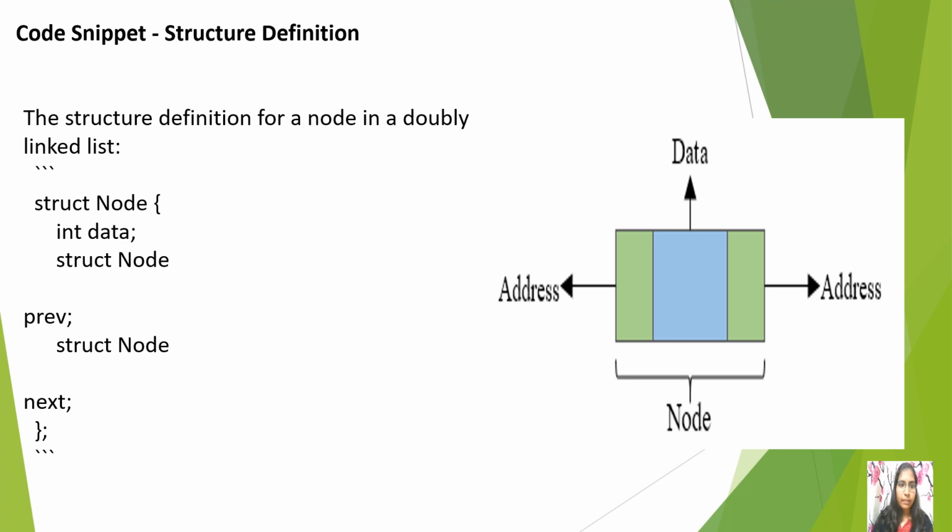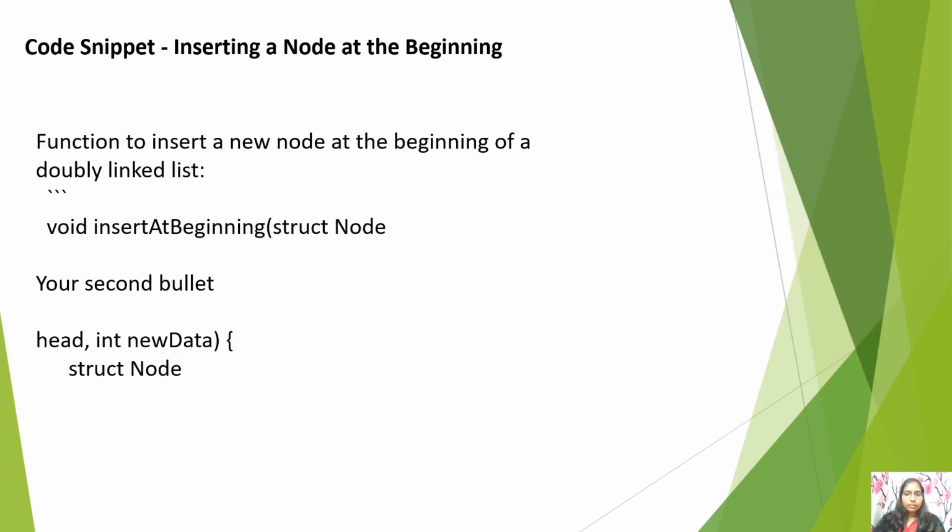Code snippet: structure definition. The structure definition for a node in a doubly linked list. struct node { int data; struct node* prev; struct node* next; }. Here the node contains data, a pointer pointing to the previous node, and a pointer pointing to the next node. Code snippet: inserting a node at the beginning. Function to insert a node at the beginning of a doubly linked list. void insert_at_beginning(struct node** head, int new_data).